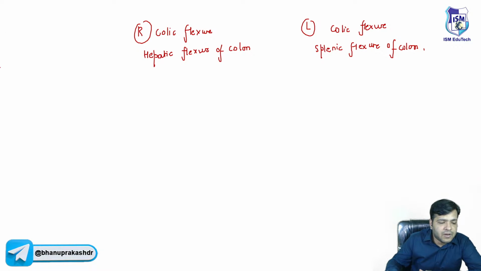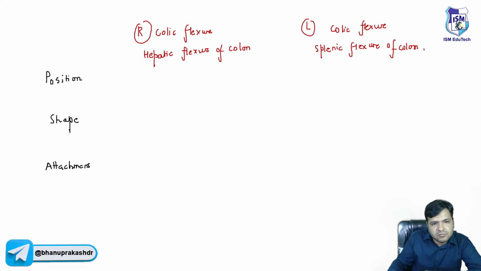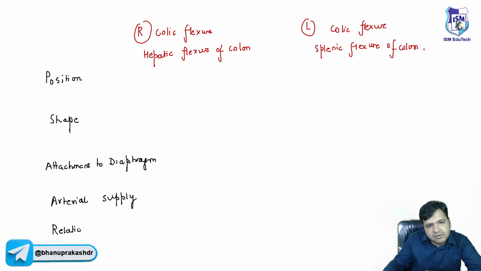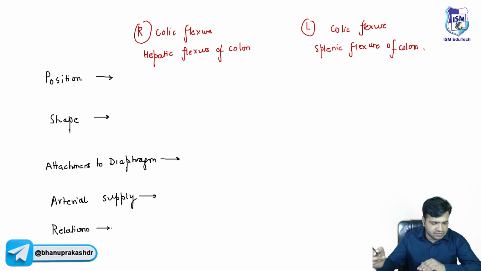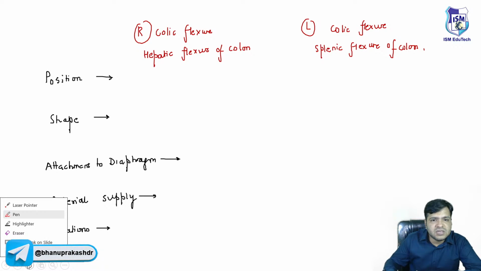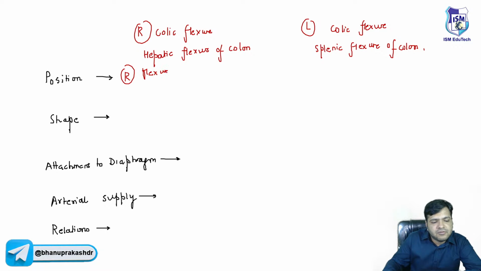Now, remember, beta, we will be differentiating them on the basis of position, shape, attachment to diaphragm, arterial supply, and at last the relations. So position, shape, attachment to diaphragm, arterial supply and relations. So remember the position of the right colic flexure, beta, it is the right hypochondrium.